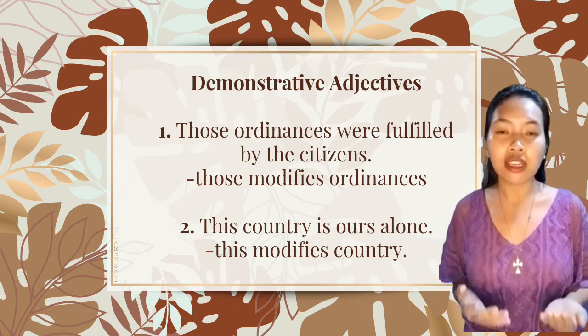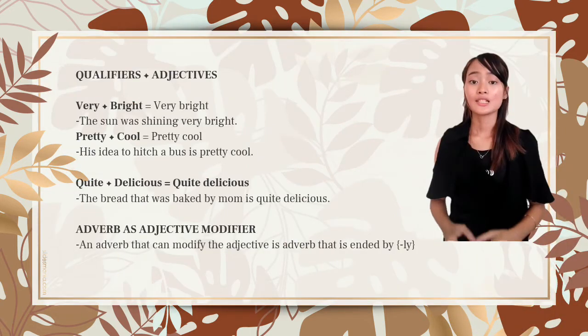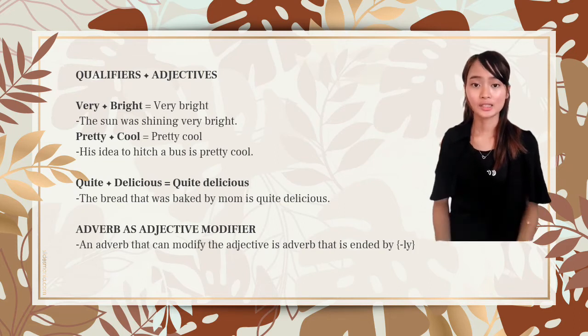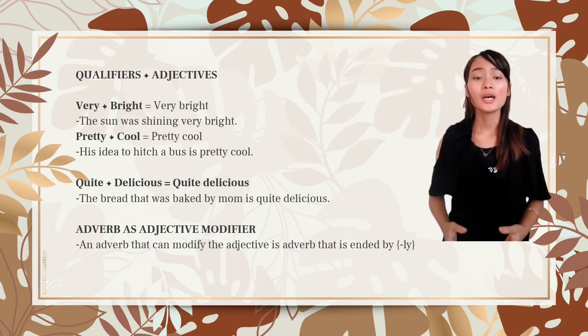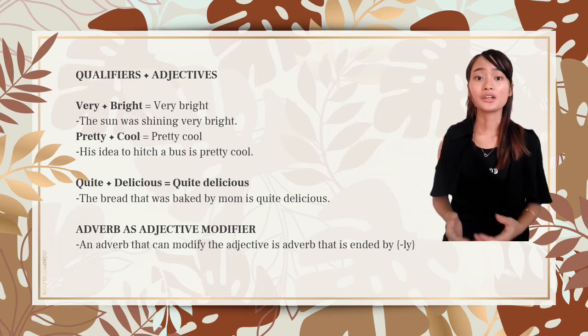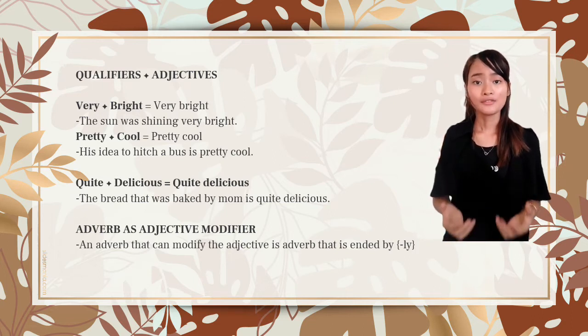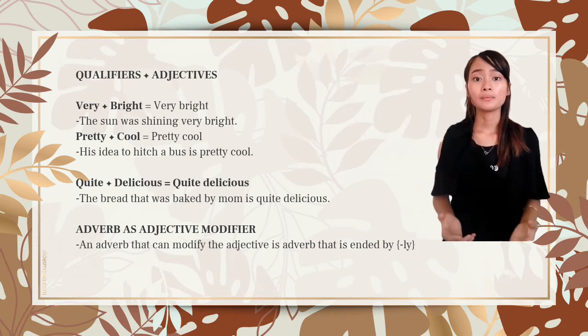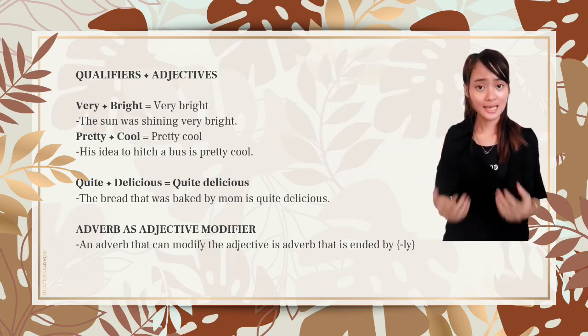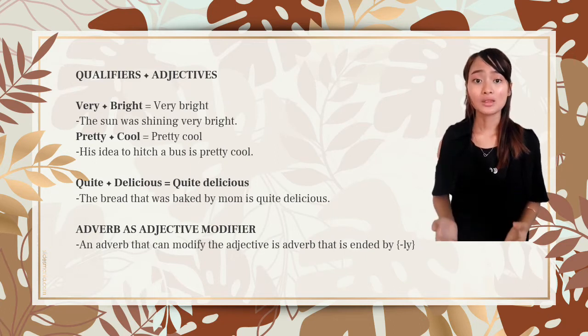This modifies country. Let us talk about qualifiers plus adjective. The example for qualifiers is very, and the adjective bright equals very bright. So let us put it in a sentence. The sun was shining very bright. Another example is, for qualifiers pretty and an adjective cool equals pretty cool. Let us put it in a sentence. His idea to hitch a bus is pretty cool.